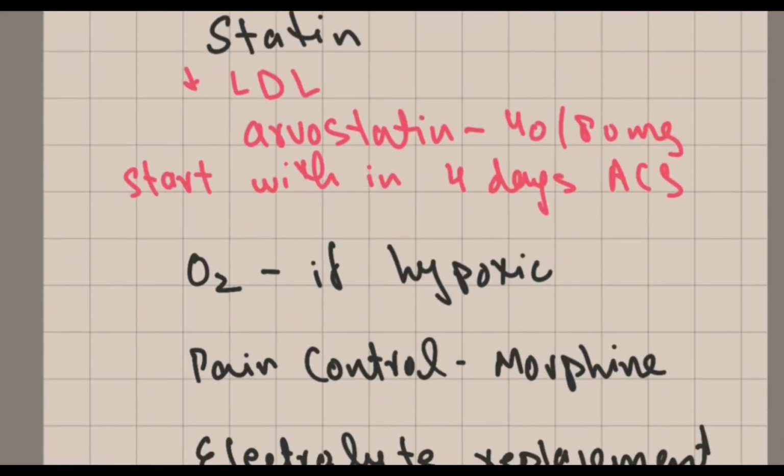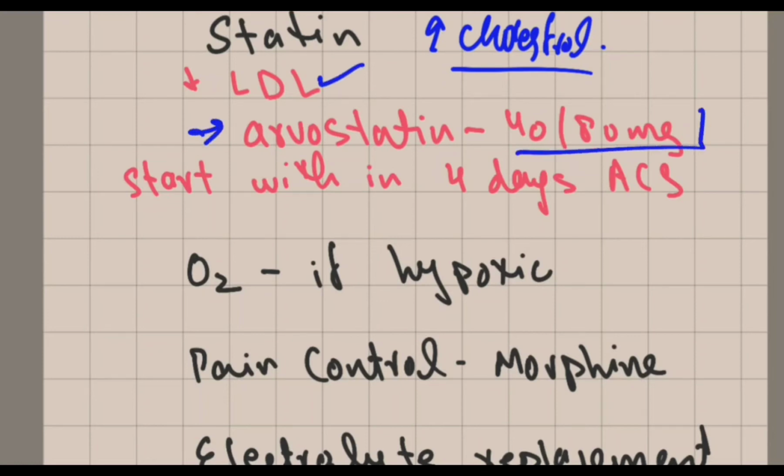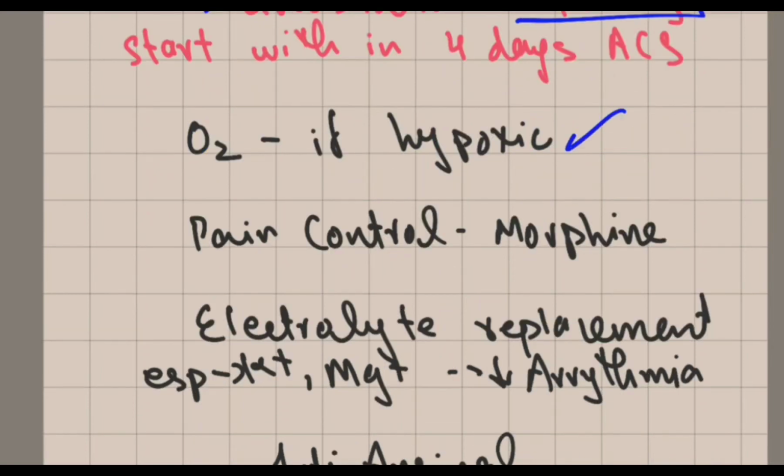Then in some unstable angina patients, the main problem is increased cholesterol. So in most of the patients when they come, we will prescribe statins and we try to lower their LDL. For this purpose, atorvastatin is used, 40 or 80 mg, and it should be started within 4 days of the acute coronary syndrome. So we have given oxygen supplementation for hypoxia, and morphine for pain control. We will also do electrolyte replacement therapy, especially potassium and magnesium, so the arrhythmia of the patient can be controlled.